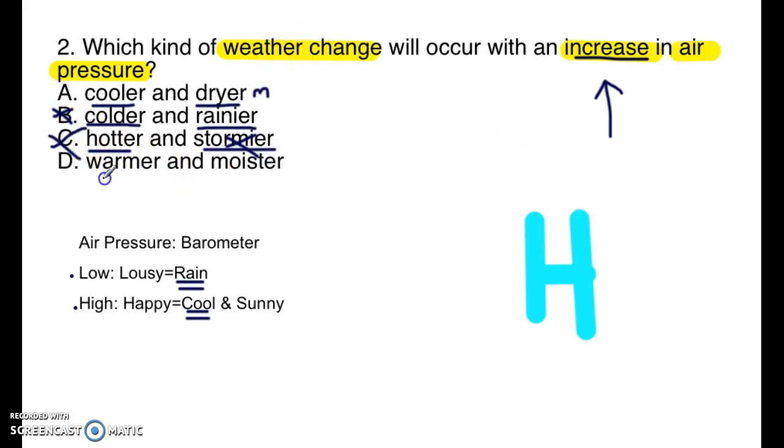And we can go ahead and say warmer and moister. Well, this is cool, sunny, and dry. That can't be the answer. Your best answer is cooler and drier.